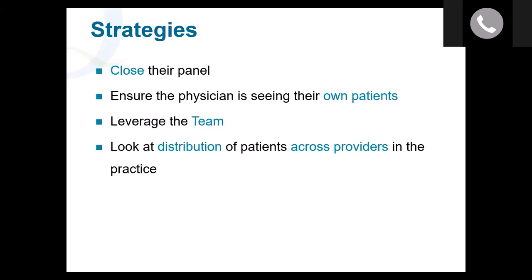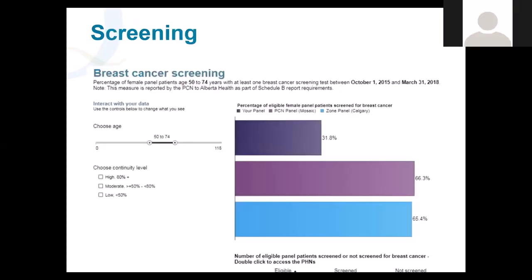It would be a really good idea to look at their screening and how being overpaneled is impacting their screening rate. This might help them to be more in favor of trying some of these strategies. Yeah, so let's look at this physician's screening rates. Here's the breast cancer screening rate, and you can see this physician's panel screening rate is quite a bit lower than what we're seeing with the PCN as well as the zone.